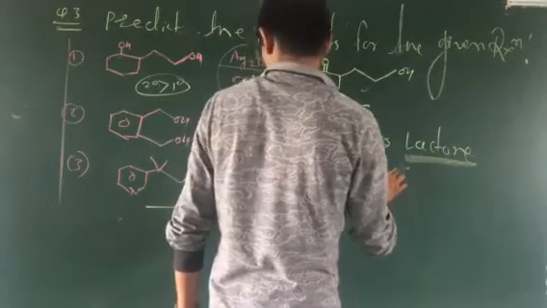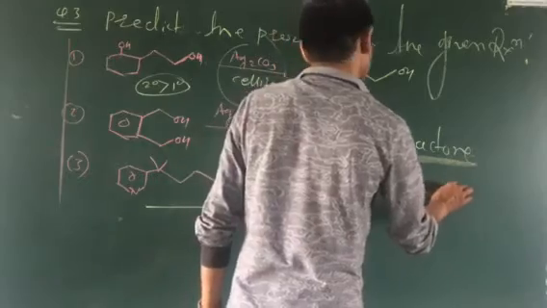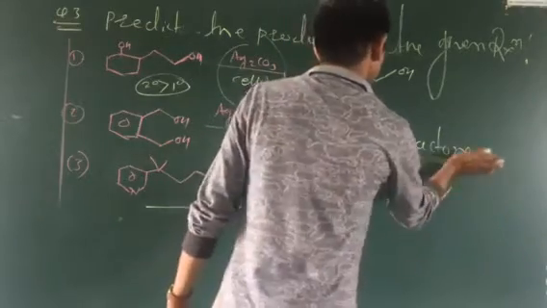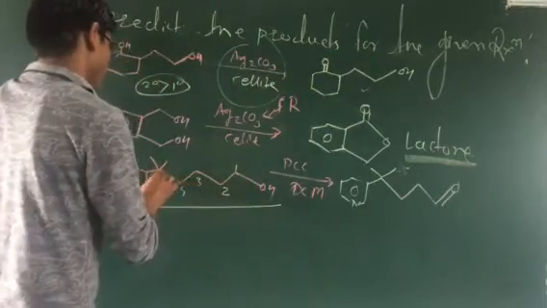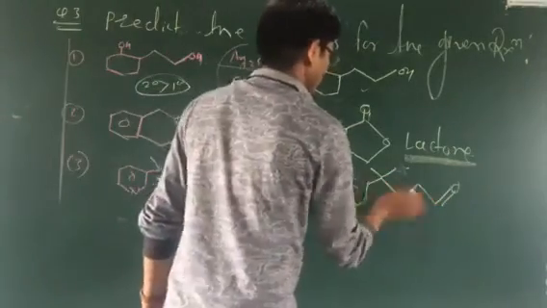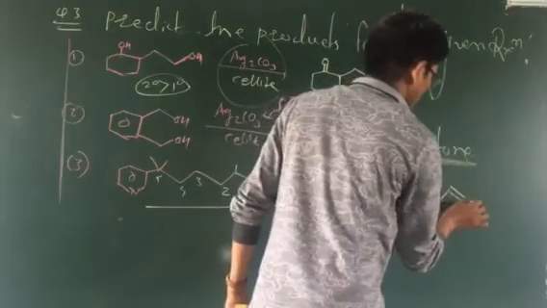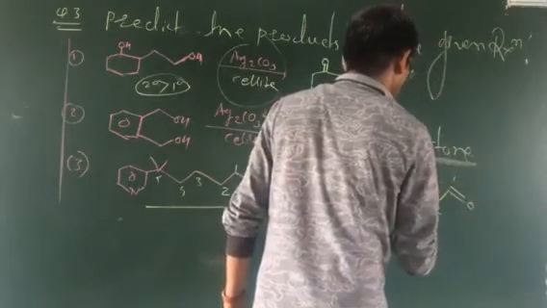Here CH3, CH3, CH2, CH2, CH2, CH2. Here what is formed? This is going to form a diol. This is 1, 2, 3, 4, 5. Here 1, 2, 3, 4. Here this is the formation of a double OH. 1, 2, 3, 4 and 5.